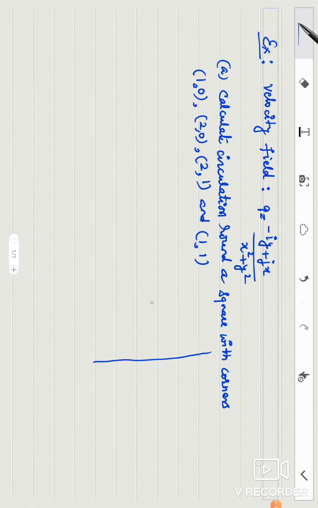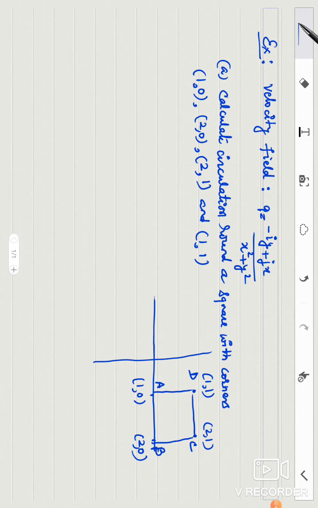If I draw the object around which I have to take the circulation, suppose this point is (1, 0), let it be A, then (2, 0), let it be B, then (2, 1), let it be C, and then (1, 1), let it be D. So A, B, C and D is the object along which you have to take the circulation.